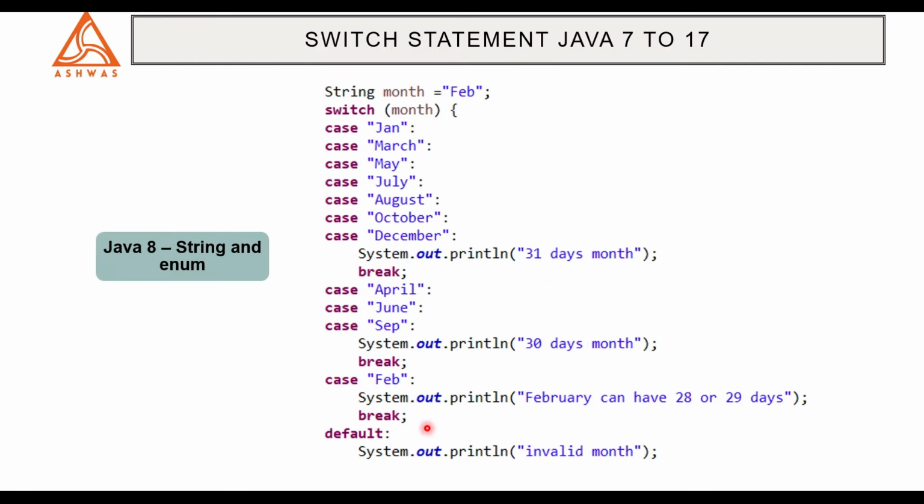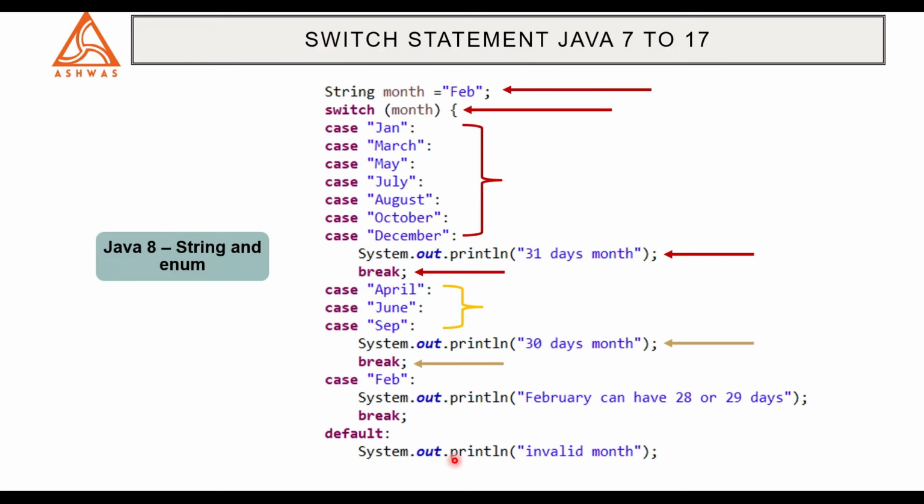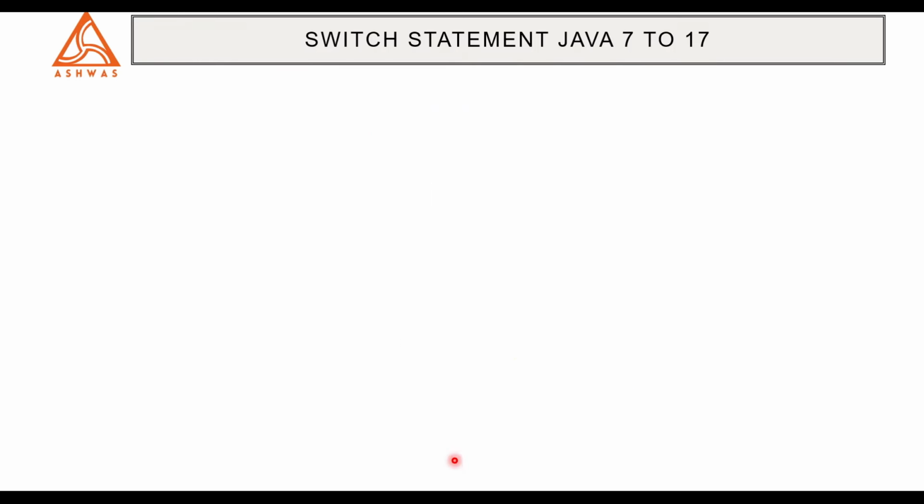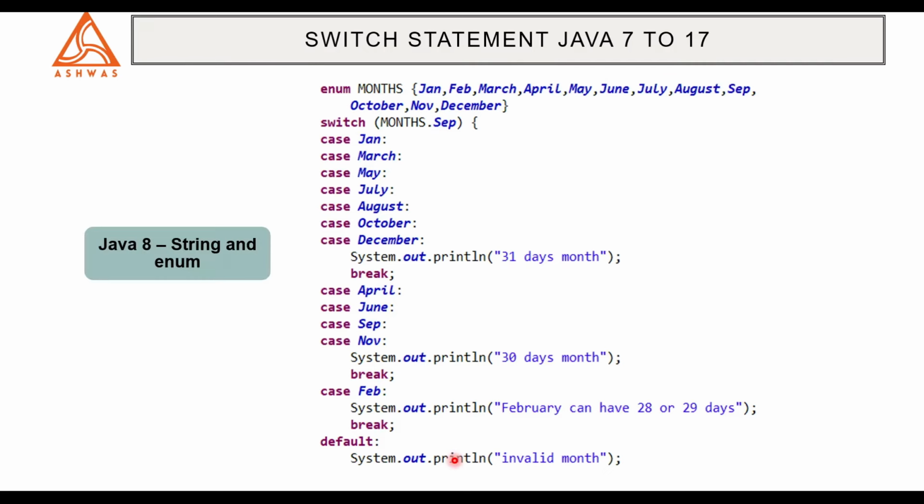If I don't find anything matching, I'm going to execute the default case. Again, I'm still using my switch as a statement, so default is optional. I'm passing February to the switch, do not find anything matching, so I do not execute this. In case I find a match, I execute, break. This is pretty much how the switch statement works. The only thing that has changed is the incoming data type. From int, we have now progressed to allow string. And we have also allowed enum in the same Java version.